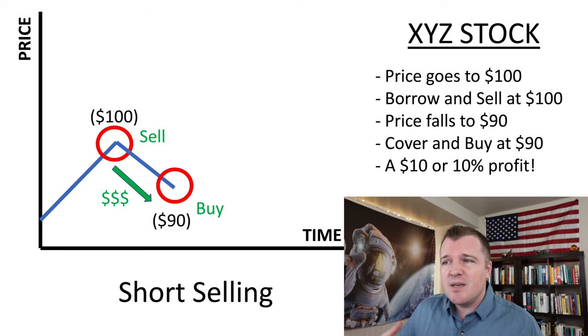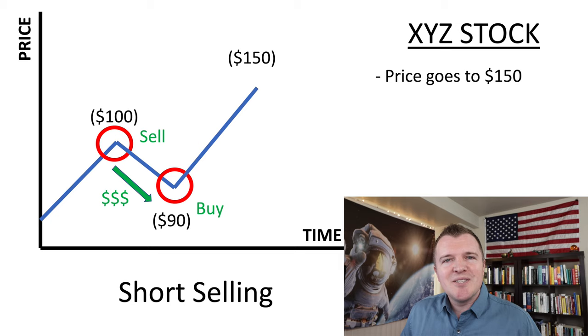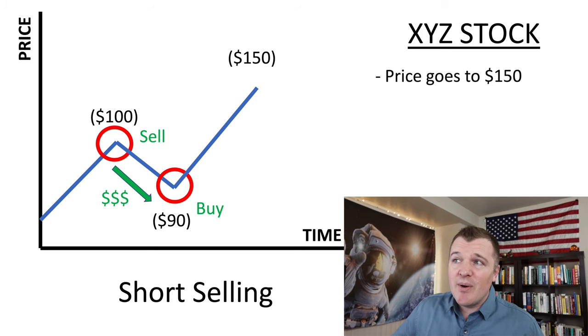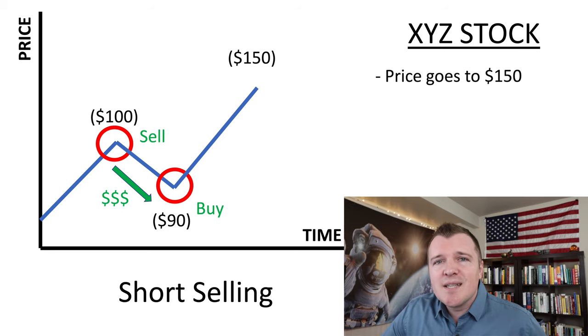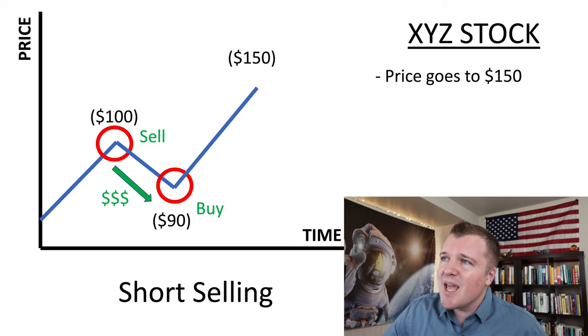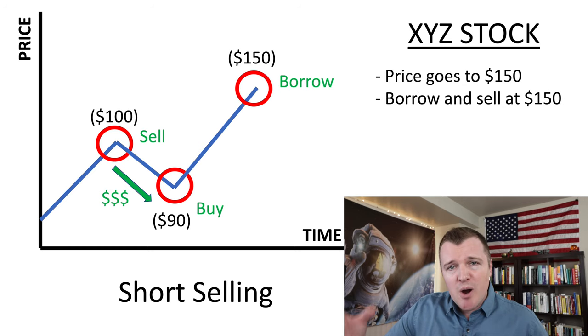Now, obviously there might be a small fee or small interest, or maybe you had to pay a dividend if a dividend was missed, but whatever that difference between that sale and buy, that's yours to keep. And let's say once again, the share price of this company shoots up again. It's now at $150 and you're saying there's no way that it should be valued at $150. You then log on to your brokerage account and you short sell it again. You're borrowing the stock, you sell it at $150.